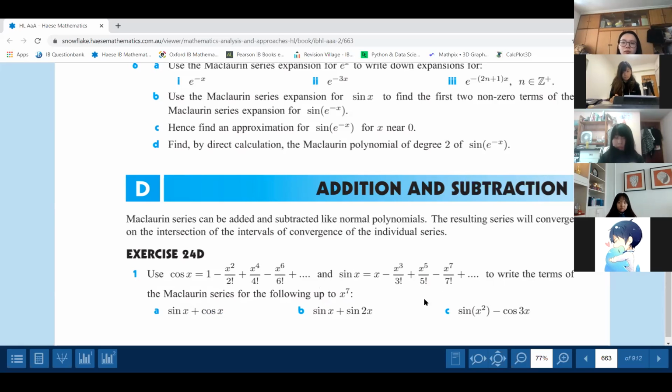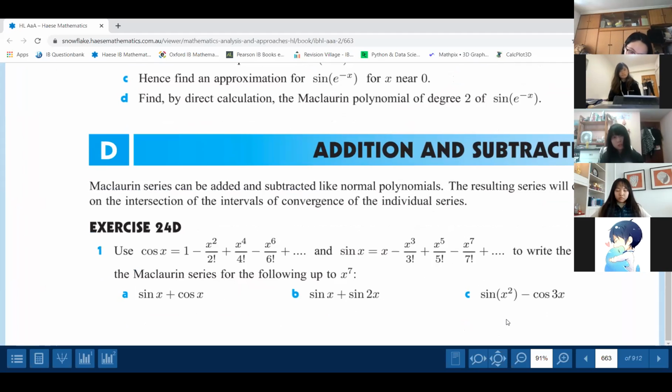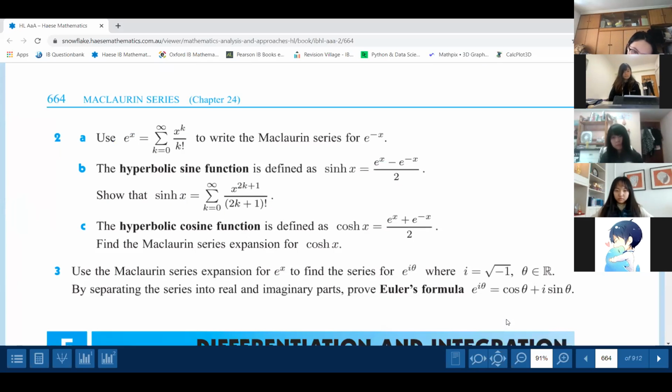Because you have sine x. Now they're talking about sine x squared. So you need to get sine x squared, get cos 3x from cos x, and do your subtraction. That is the addition and subtraction. That's all it's about. Even your textbook did not put any example because I believe they probably think it's too trivial.